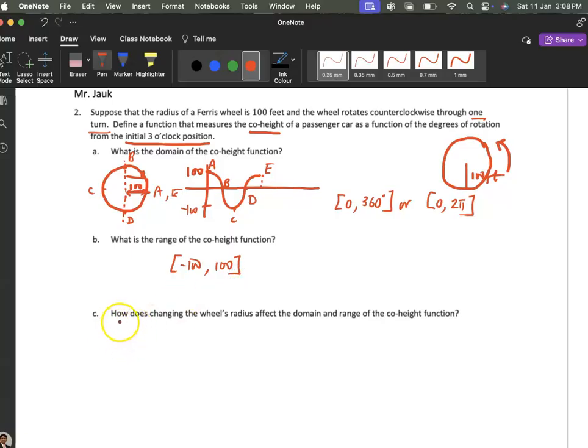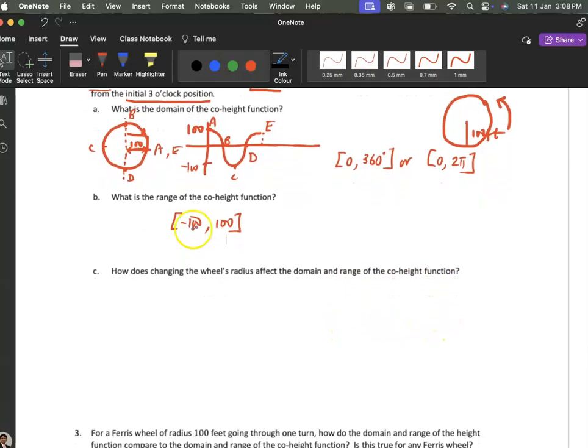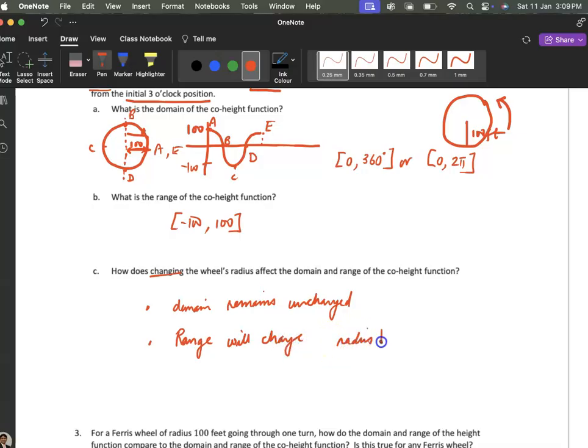Now, how does changing the wheel radius affect the domain and range of the co-height function? Will the domain change? No, the domain remains unchanged. What happens to the range? The range will change. If the radius increases, the range will increase. And if the radius decreases, the range will decrease.